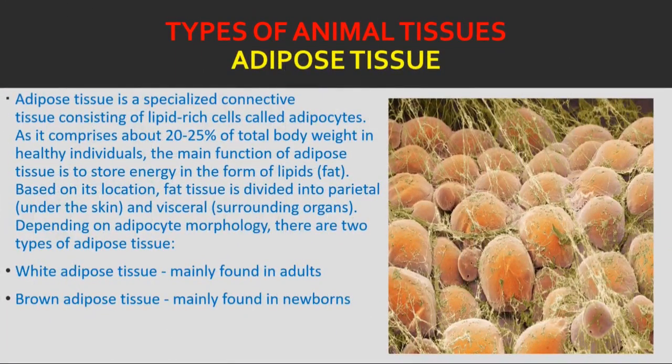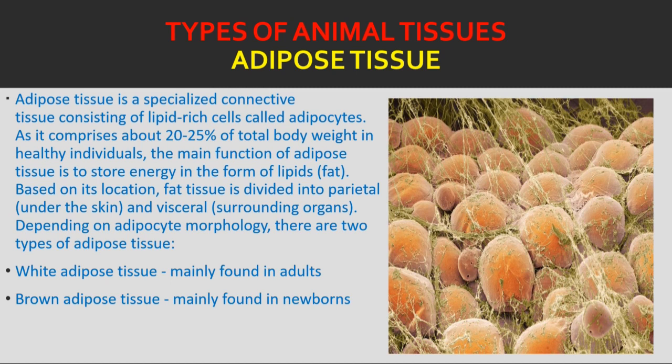So this is the third type, which is the adipose tissue. Now, what is adipose tissue? Adipose tissue is a specialized connective tissue consisting of lipid-rich cells called adipocytes. Before that we saw bone tissue, which is also a specialized connective tissue, and now we see adipose tissue, which is also a specialized connective tissue.